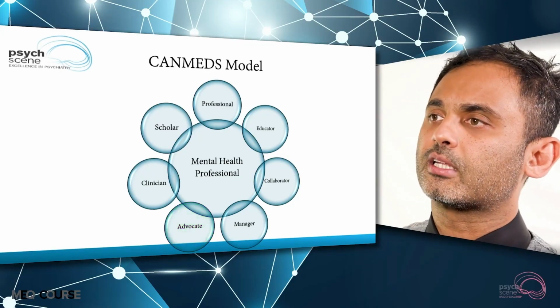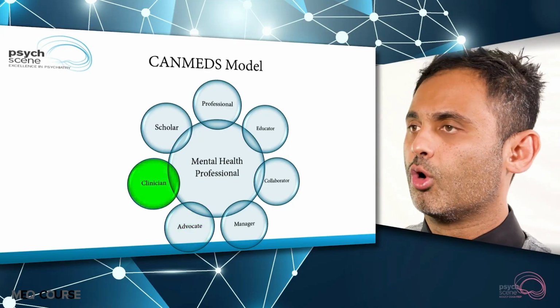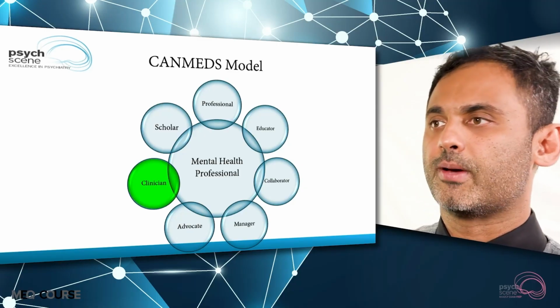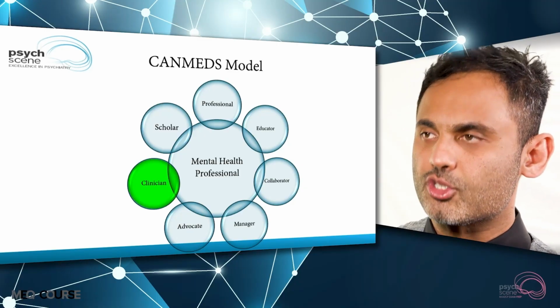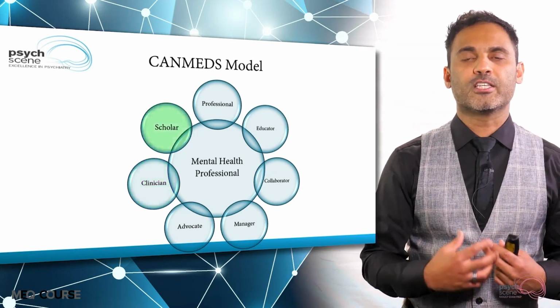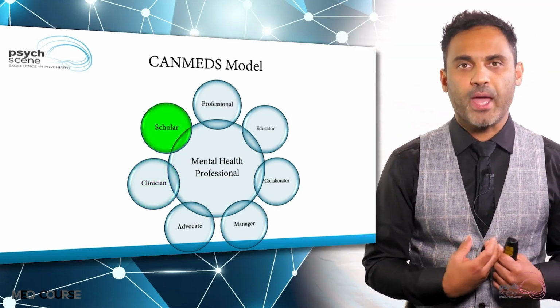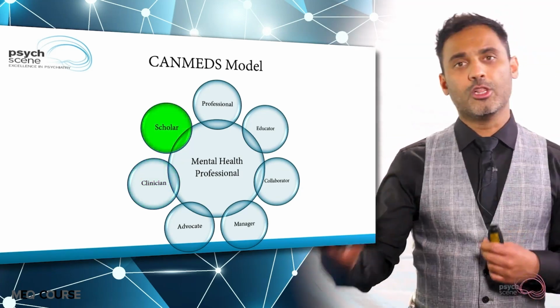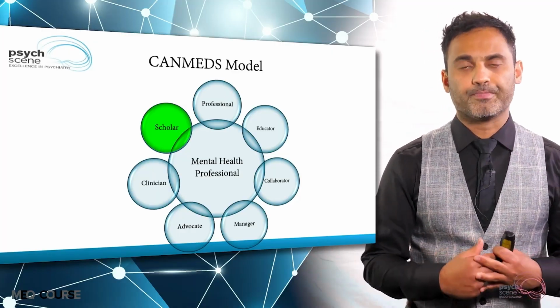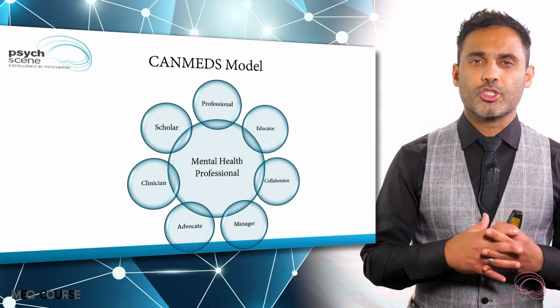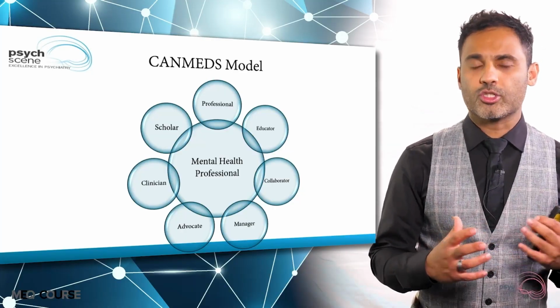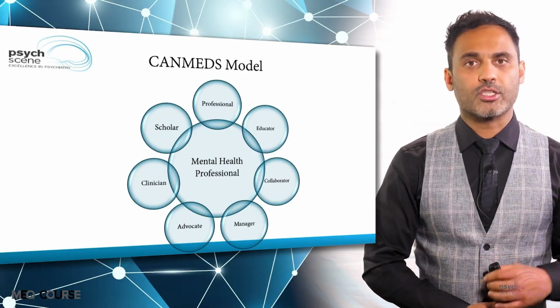Then you can think about the clinician role. Most clinician roles we tend to do well because this is about diagnosis and medication management, psychological strategy management, social management, etc. And finally, scholar. This is about appraising a paper. This is also about learning from incidents, etc. So the CanMEDS model really will help you create a framework to address challenging situations when you come across them.